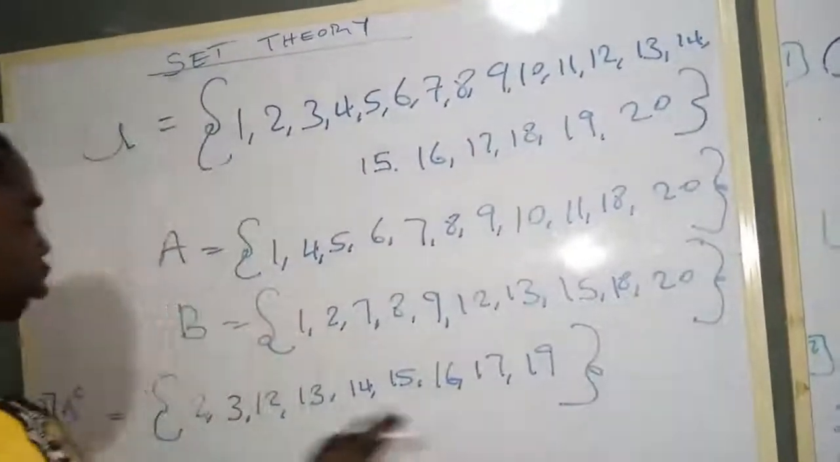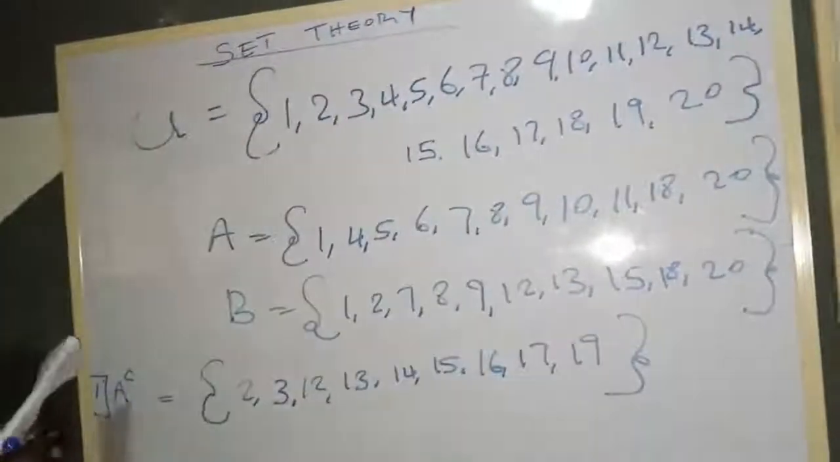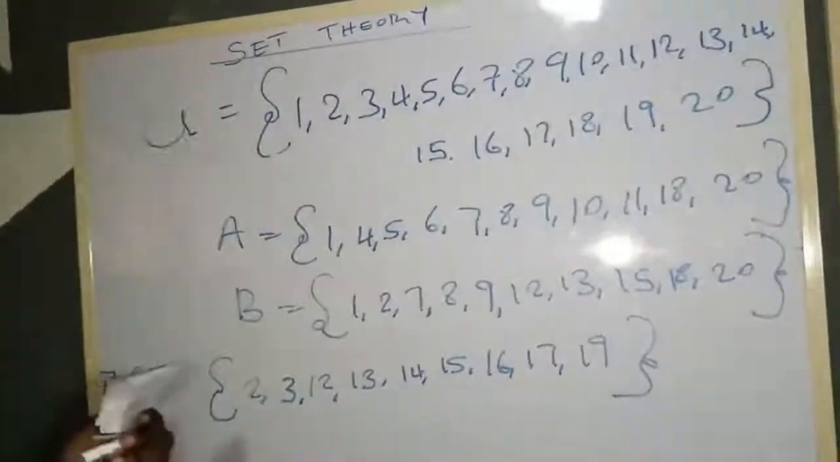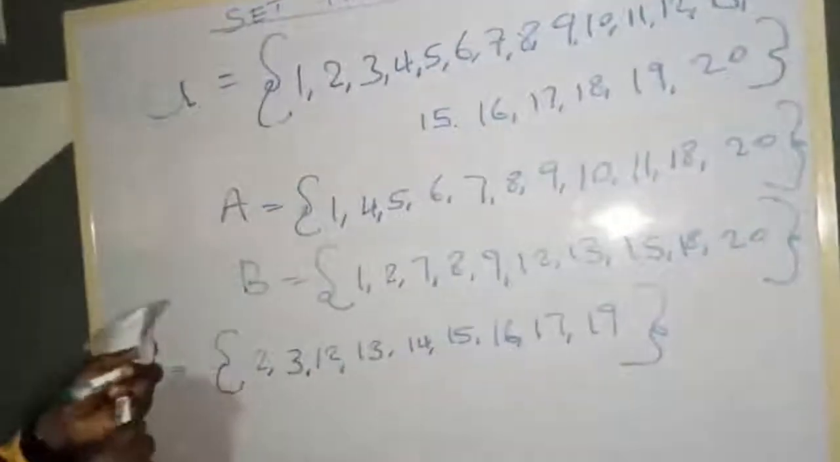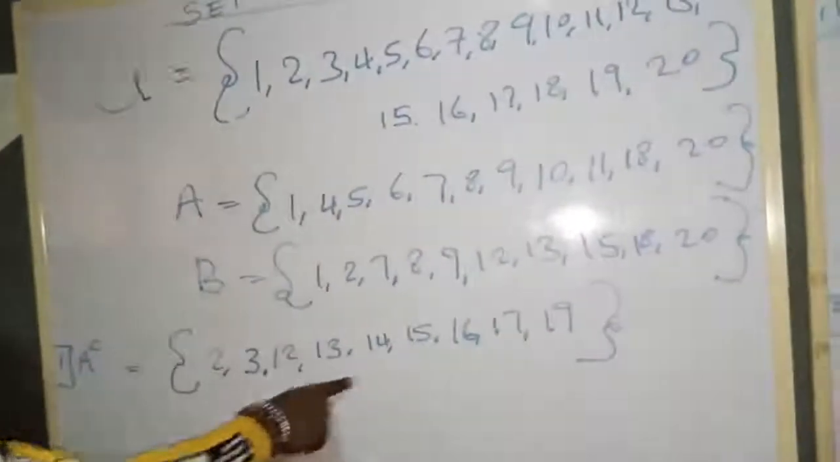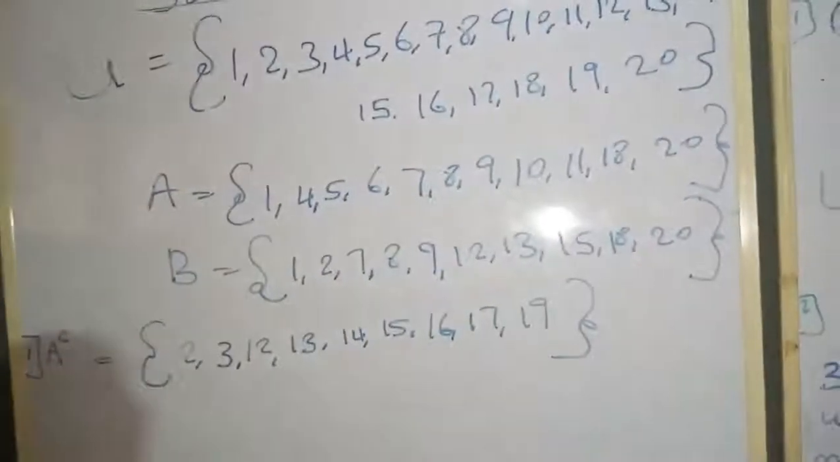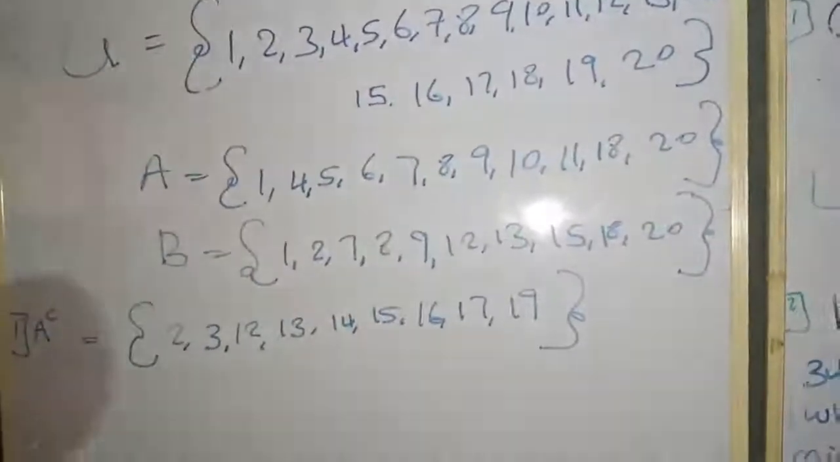That means these are the complements of set A. That is the elements in the universal set that are not in set A. That is the complement of the set A. Then that is the first one that I asked.